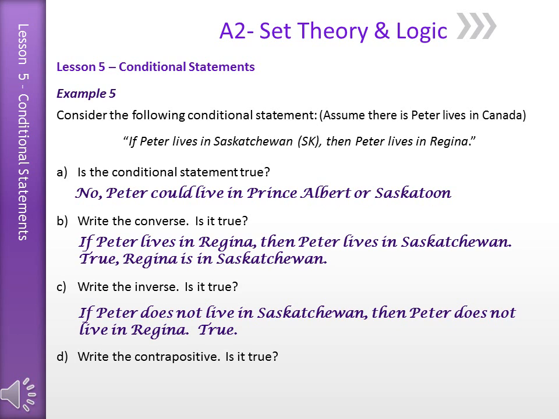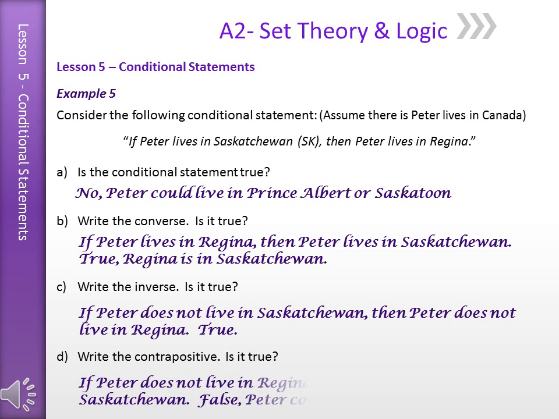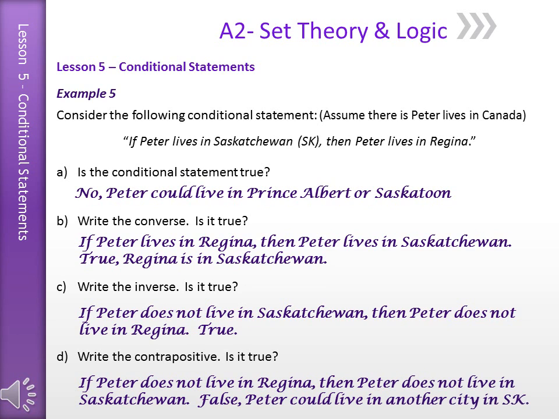D, write the contrapositive. Is it true? If Peter does not live in Regina, then Peter does not live in Saskatchewan. Well, this is false, because again, Peter could live in another city in Saskatchewan.